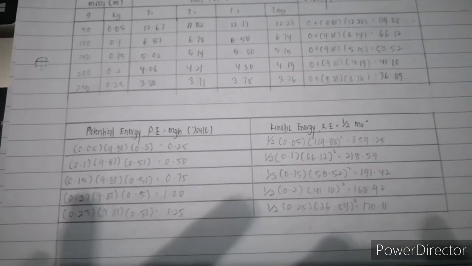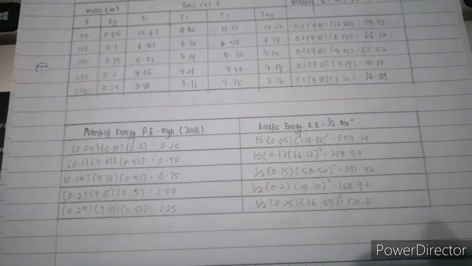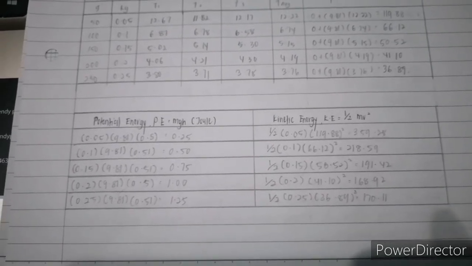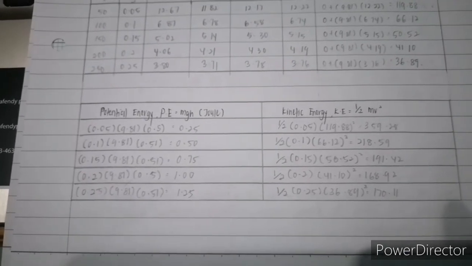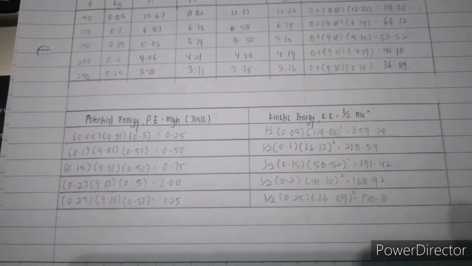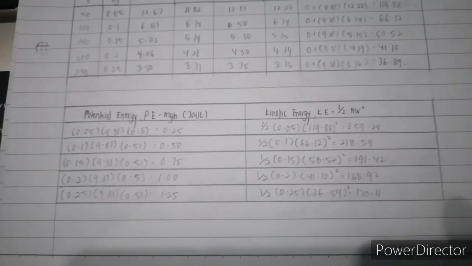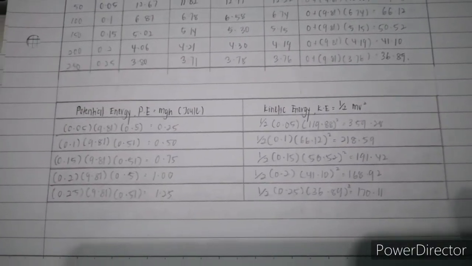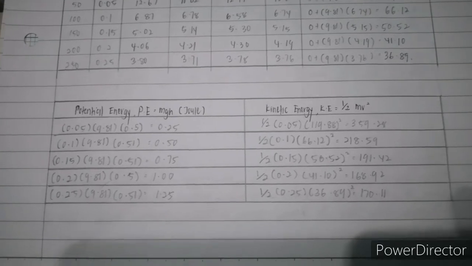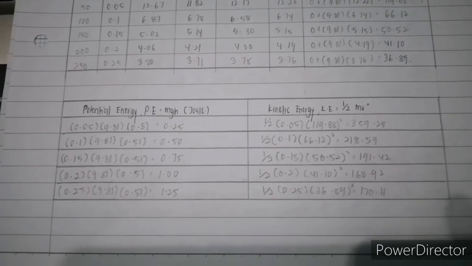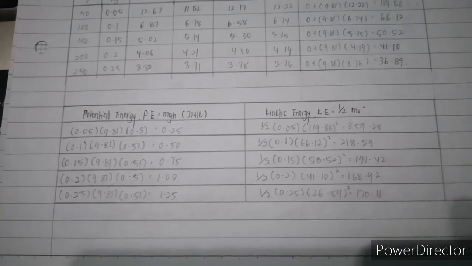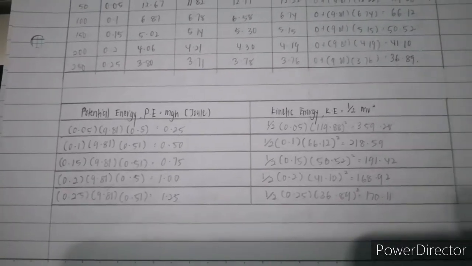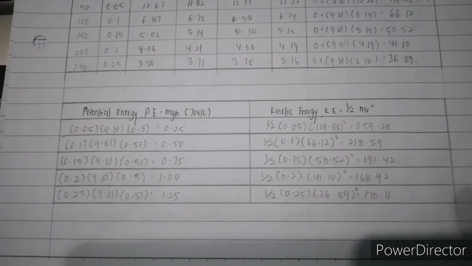Okay, this is table 2 that we have here. So first we have 2 brackets of table. The left is potential energy, and the right one is kinetic energy. So the table is shown to us to find the potential energy and to find the kinetic energy. Okay, we look at potential energy first.